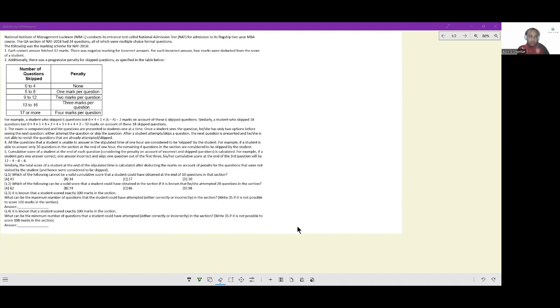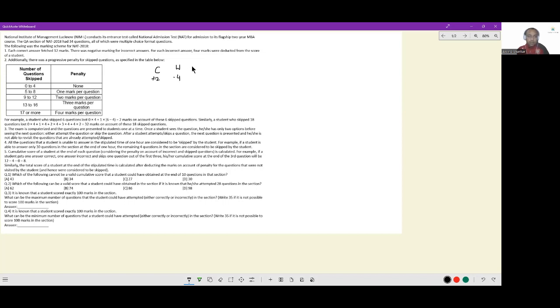Following was the marking scheme for NAT 2018. Each correct answer fetched 12 marks. There was negative marking for incorrect answers. For each incorrect answer, 4 marks were deducted from the score of a student. So for correct answers, you got plus 12. For wrong answers, you got minus 4.